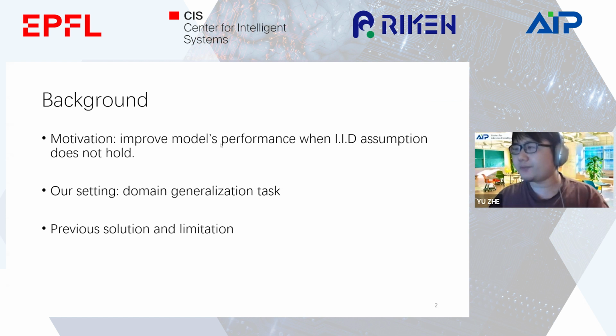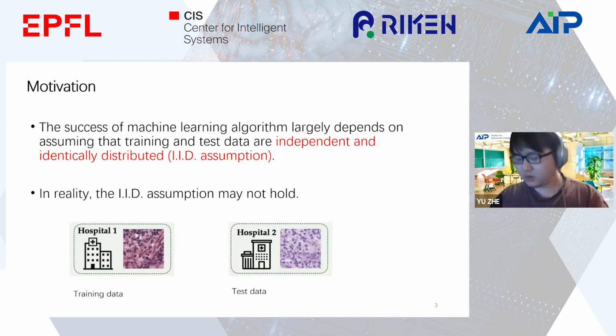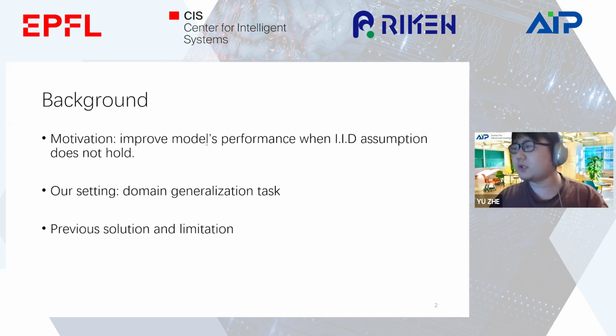In this paper, we want to improve model performance when the IID assumption doesn't hold. There are a lot of settings that consider this task. In this work, we consider the domain generalization task. We will also introduce the previous solutions and limitations in the background sections.